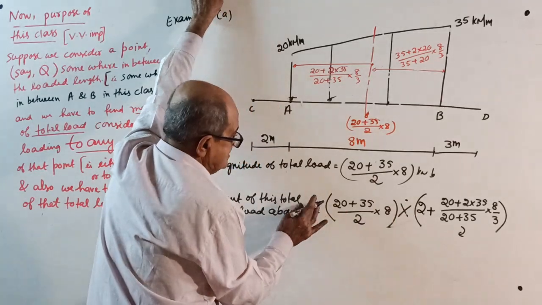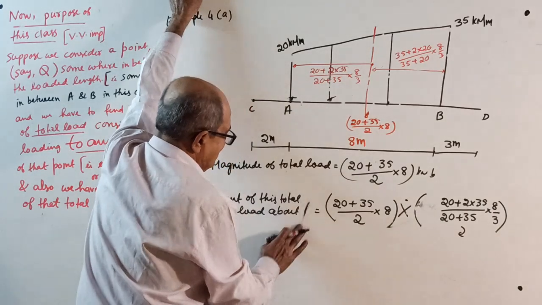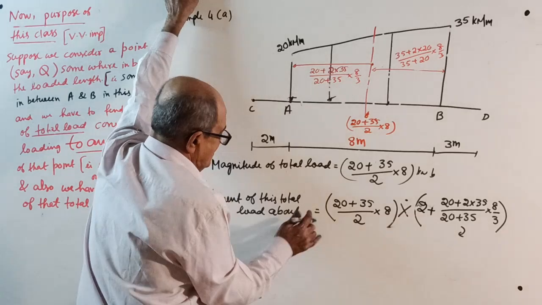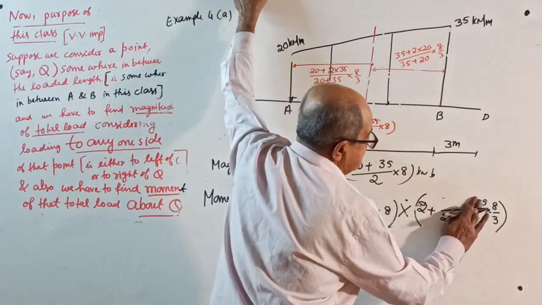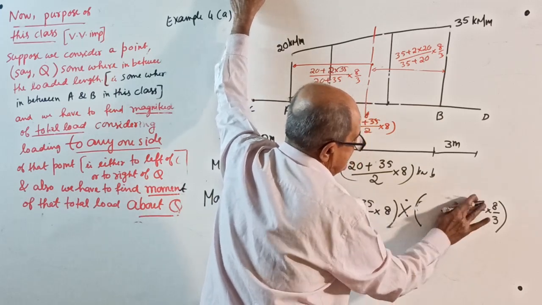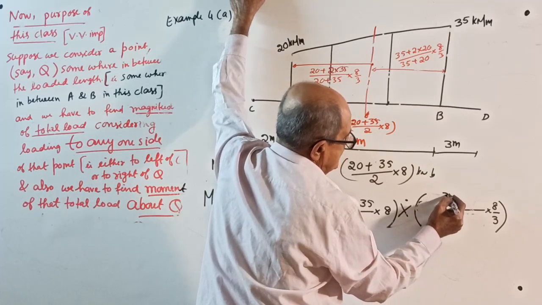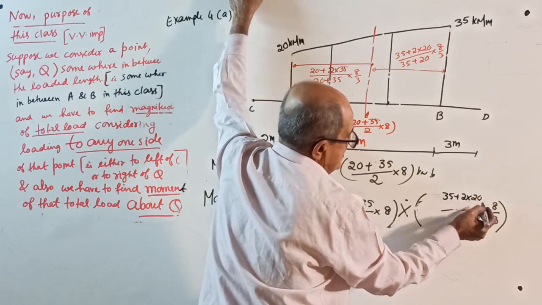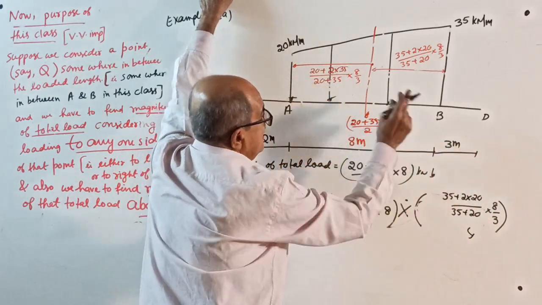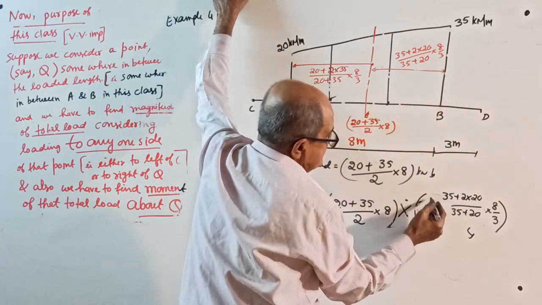Now, moment about B. Sorry, what I wrote just first was about A. This is about A. Okay. Once you finish copying A, then write moment about C. Then write 2 plus. Otherwise, some will say A is still there. Okay, then moment about B. Same load, but this will interchange. What will happen now? From that side, total load into this distance, 35 plus twice of 20 divided by 35 plus 20 into 8 by 3, anticlockwise moment about B. Suppose you want moment about D, this load into 3 plus this distance. Over.